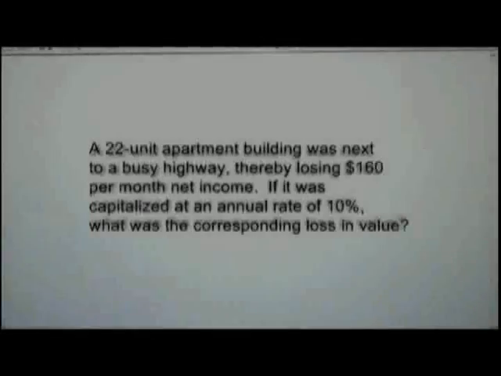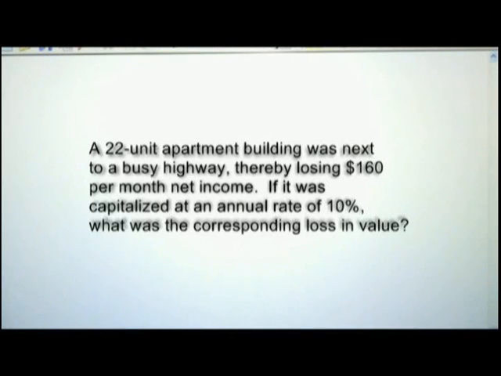A 22-unit apartment building was next to a busy highway, thereby losing $160 per month net income. If it was capitalized at an annual rate of 10%, what was the corresponding loss in value? This is just like a cap rate problem. Instead of annual net income, we're looking at an annual net loss.